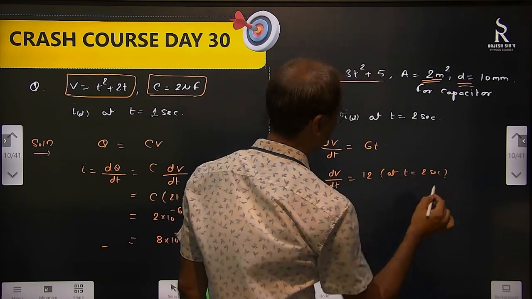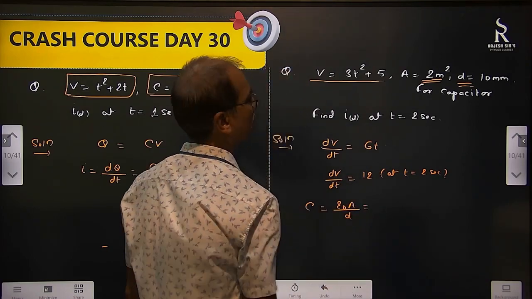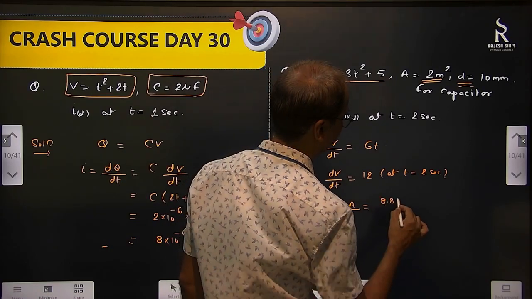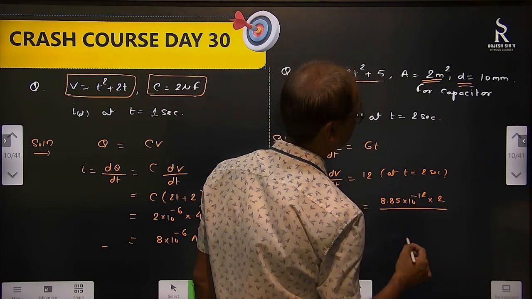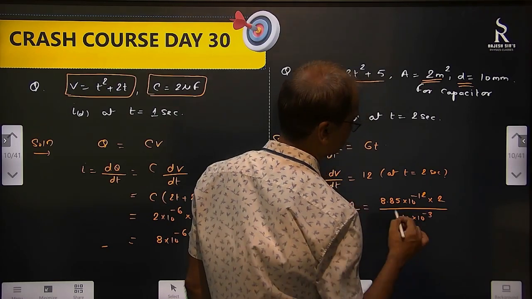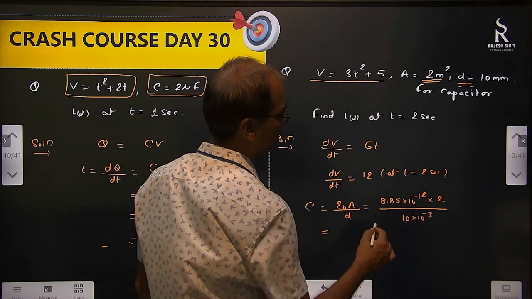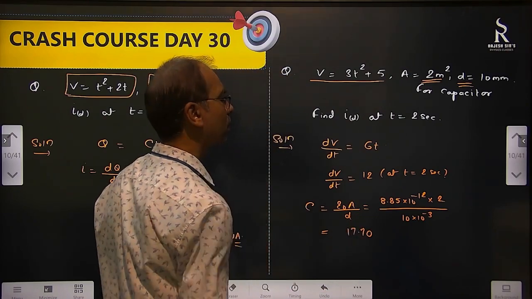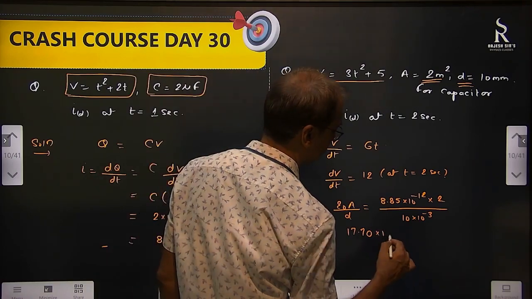Okay, now what? C we will find. C is epsilon naught A by d. We know that epsilon naught is 8.85 into 10 to the power minus 12. Area is 2 and d is 10 mm, that is 10 into 10 to the power minus 3, that means 10 to the power minus 2. So this will come out as 17.70 into 10 to the power minus 10.